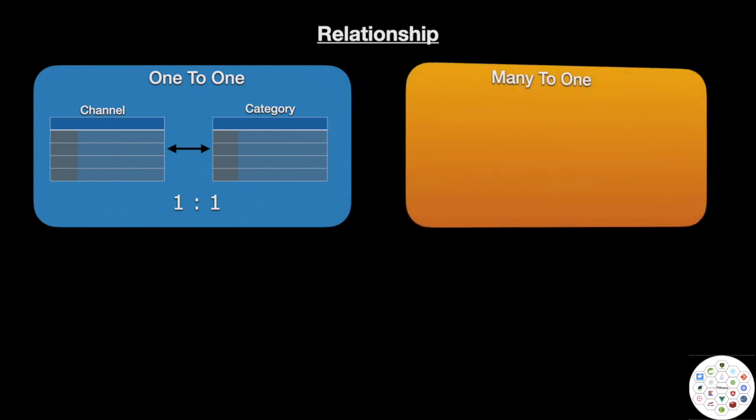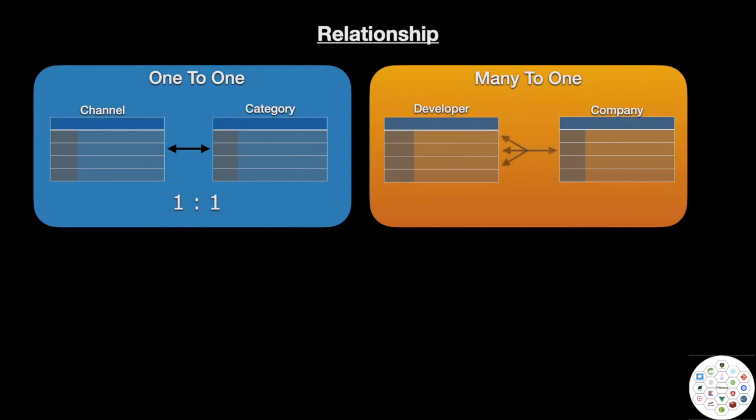So the second one is many to 1, where n numbers of records from table 1 are connected with one record in table 2. For example, developer and company. A company can have n numbers of developers, so it's n to 1.